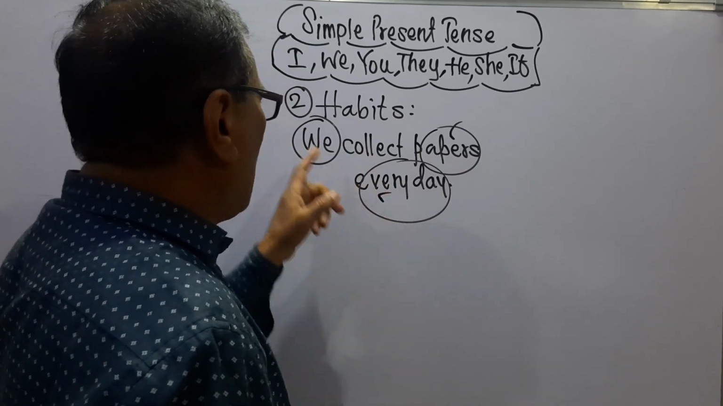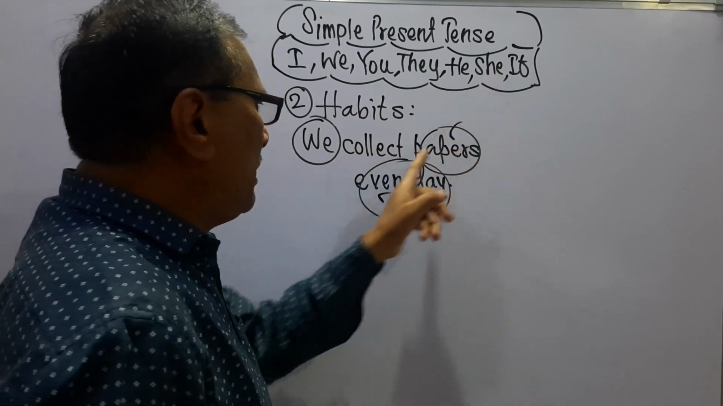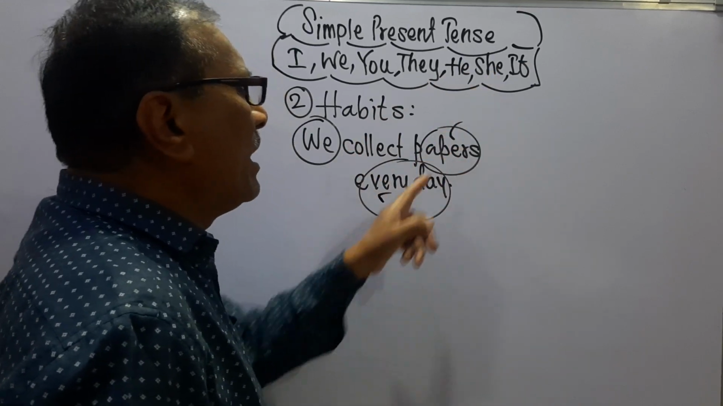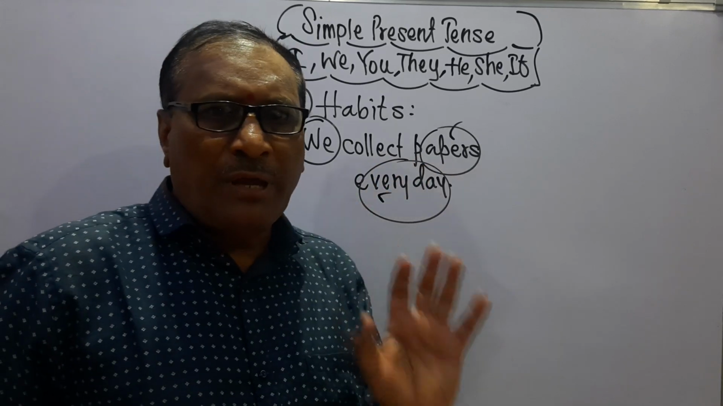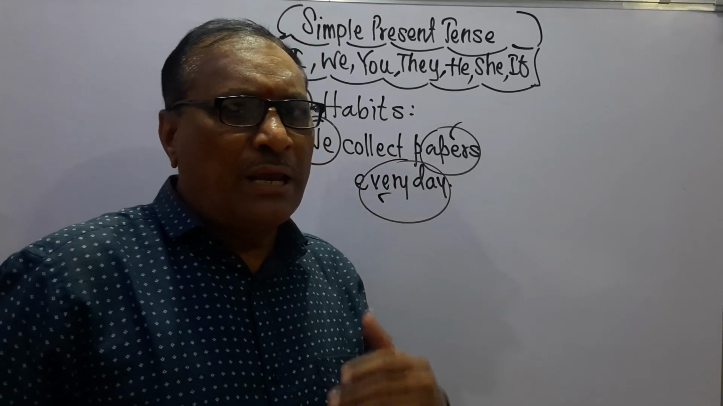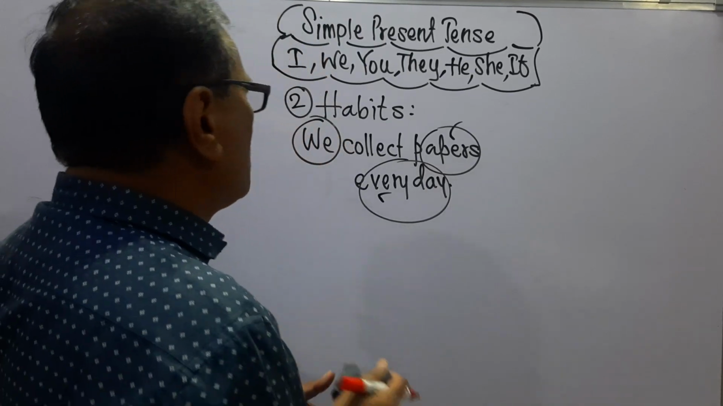So remember here, he collects papers every day. She collects papers every day. It collects papers every day. So remember, when we use he, she, it, then we use the s suffix with the main verb. That is the important point.